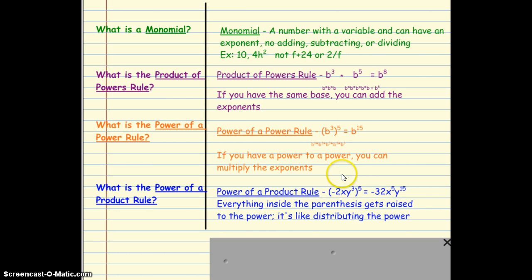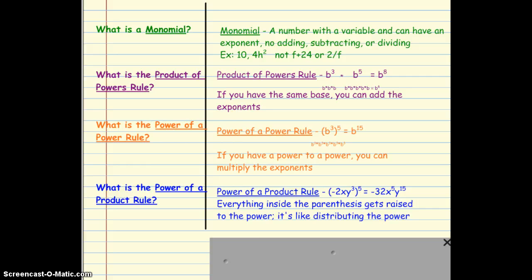Then the 5 gets distributed to the x. Well, x to the 5th power is just x to the 5th power. And then 5 gets distributed to the y to the third, and this is just like our power to a power, y to the third to the 5th. We can just multiply, so we get y to the 15th. So the power of a product rule is kind of like distributing the exponent to each thing inside the parentheses.